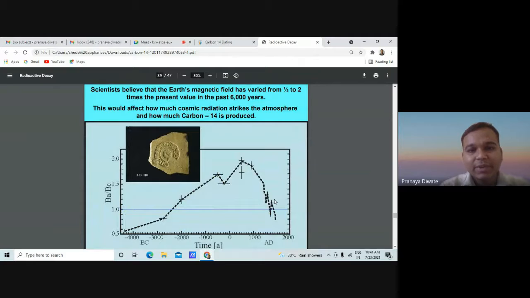Scientists believe that the Earth's magnetic field has varied from half to 2 times the present value in the past 6,000 years. This would affect how much cosmic radiation strikes the atmosphere and how much carbon is produced.